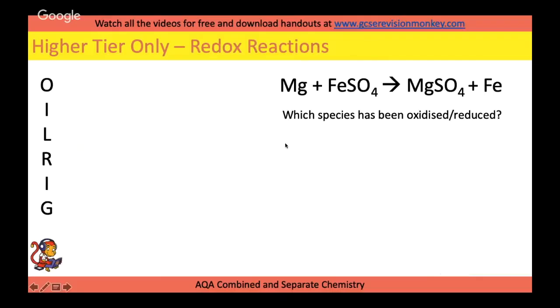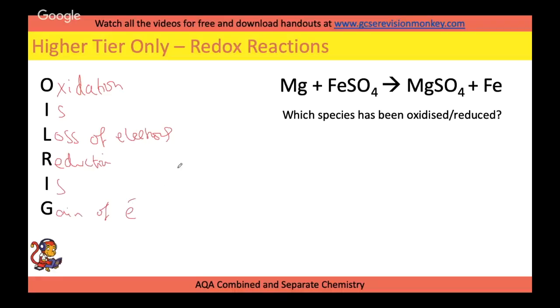Moving on, redox reactions. This is all to do with oil rig and loss and gain of electrons. So oxidation is loss of electrons, and reduction is gain of electrons. I'm just doing E for electrons. So there's 2 different reactions in chemistry. Oxidation can mean the gain of oxygen, and reduction can mean the loss of oxygen. But if it's in terms of electrons, it's oxidation is loss and reduction is gain of electrons.